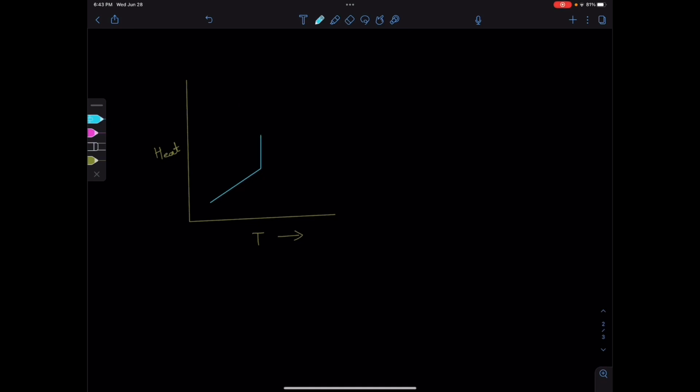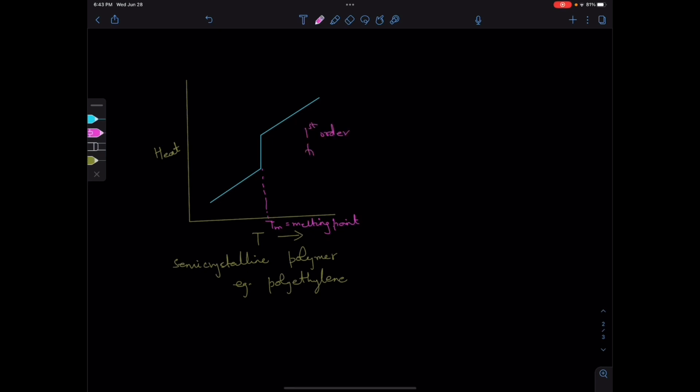It will undergo a first order transition at its melting point, whereas an amorphous polymer will undergo a second order transition at its glass transition temperature.